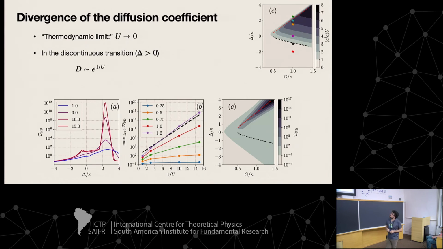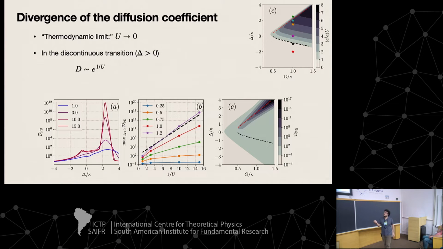OK, so this is what we get for the discontinuous transition, for this diffusion coefficient, which is the zero frequency component of the power spectrum. We get that it actually diverges exponentially in the discontinuous transition. Here, I'm plotting this D as a function of delta for a fixed g. So I'm essentially going this way, and you see that it will diverge around this black point as well, but that is going to be an algebraic divergence. But in this discontinuous transition, it will show an exponential divergence with respect to 1 over u.